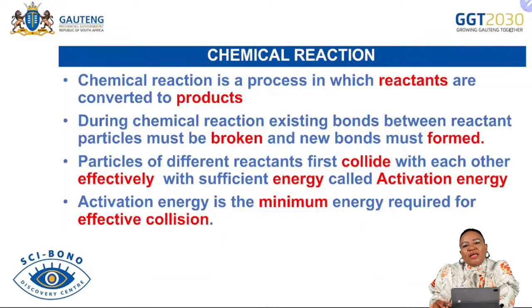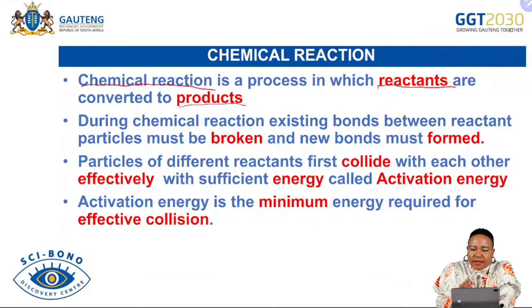Now, what is a chemical reaction? I think it is very important to understand what a chemical reaction is before we look at the factors that will affect the rate of reaction. And of all the factors that we are going to look at, we will only focus on the factors that will increase the rate of reaction. So we are not going to look at the factors that will decrease the rate of reaction. So a chemical reaction is the process in which reactants are converted to products.